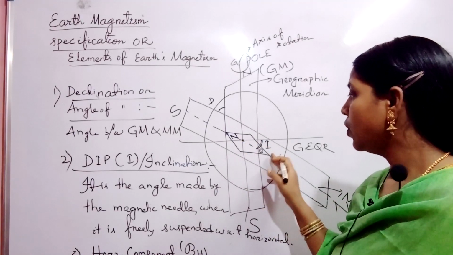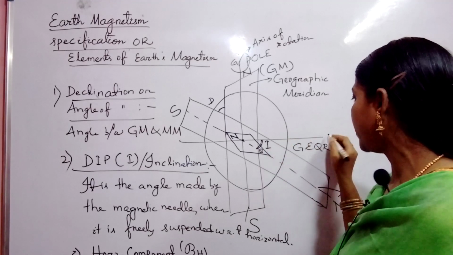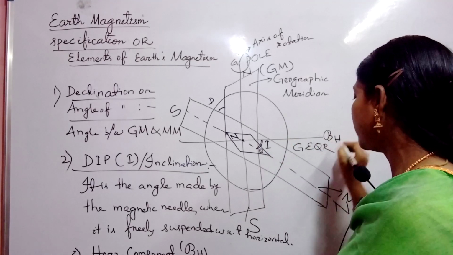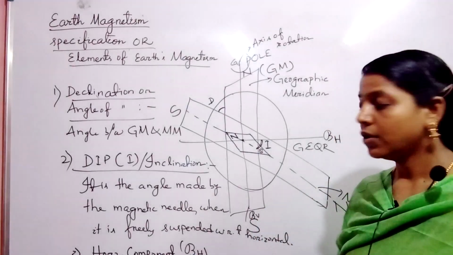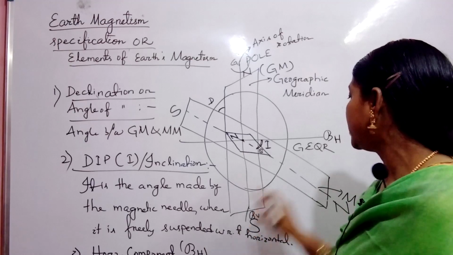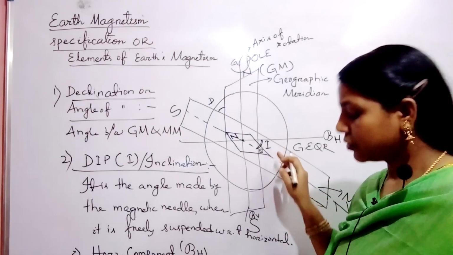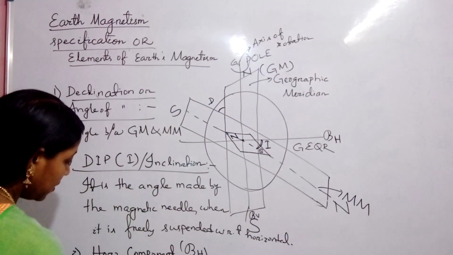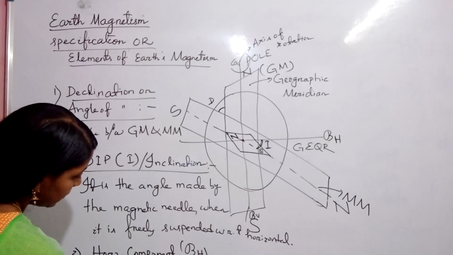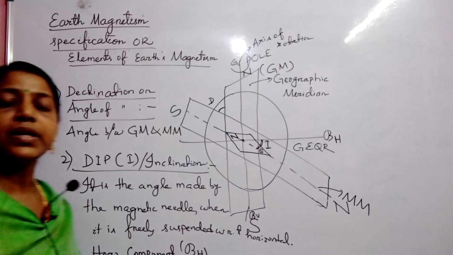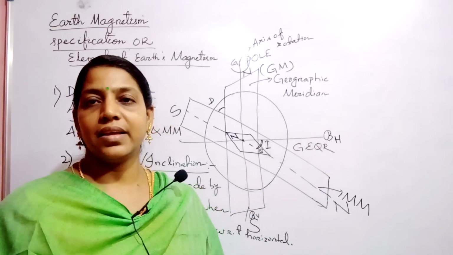Whatever you do, if you resolve this angle with respect to this, then what you will find? This is my horizontal component and this is my vertical component. So my horizontal component is nothing but BH equal to B cos I. So what is the horizontal component? It is the component of the magnetic field along the horizontal axis.